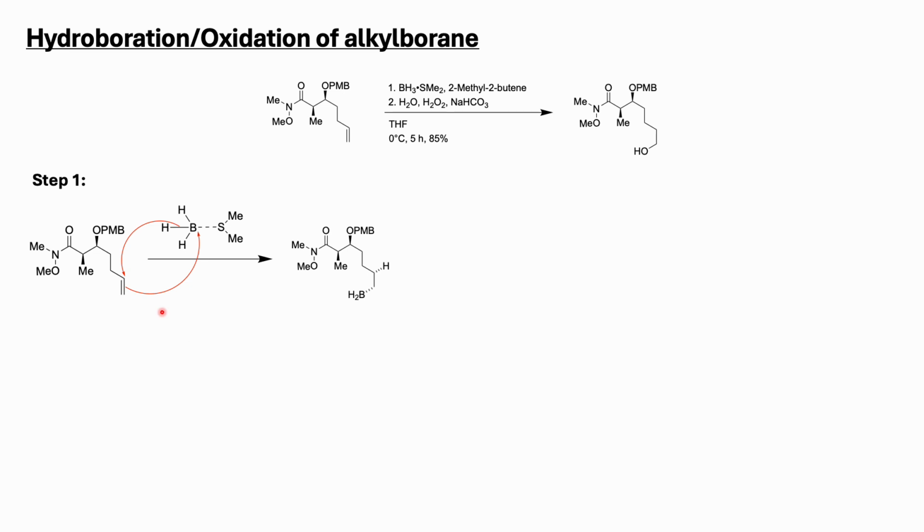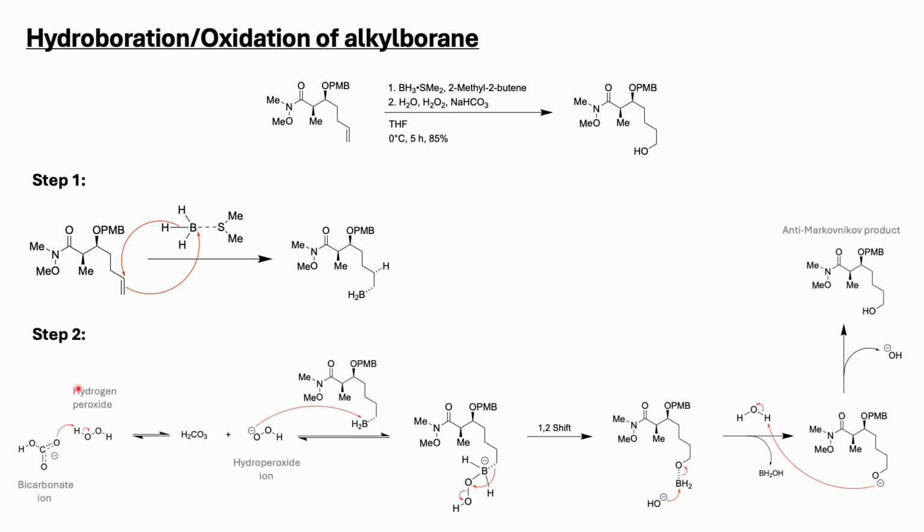So in the first step, a syn addition occurs where the electron-rich double bond donates its electrons to the empty p orbital of borane, and this has a tendency to attach onto the least hindered carbon due to sterics. This results in the BH2 and hydrogen being on the same side of the original double bond. It's also important to note that the SMe2 is there to stabilize the borane, so it forms only the monoalkyl borane.